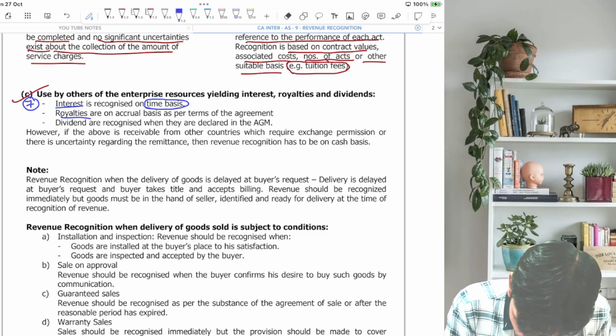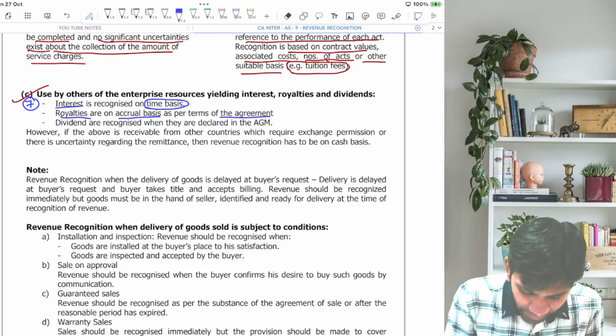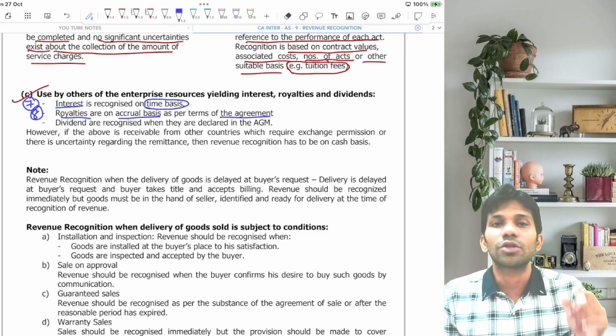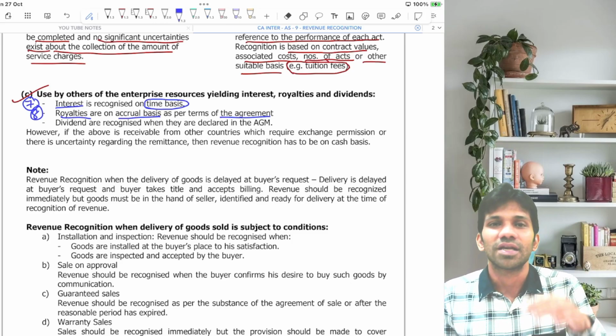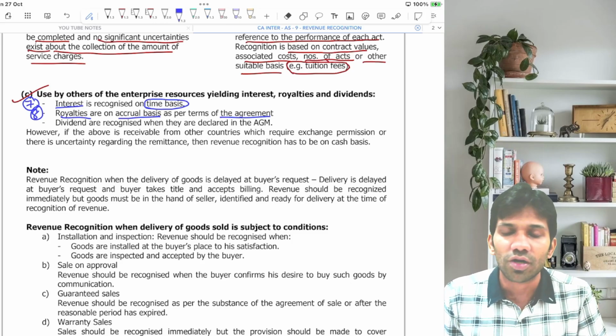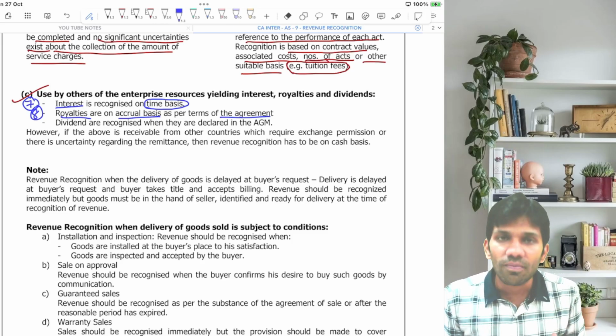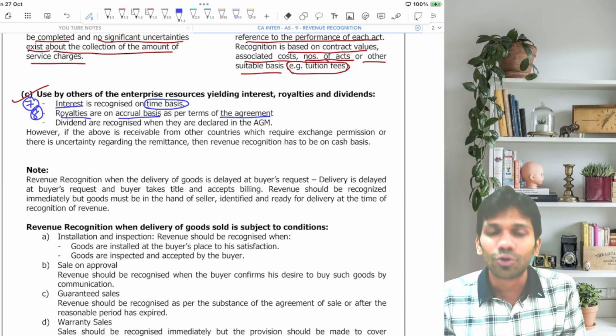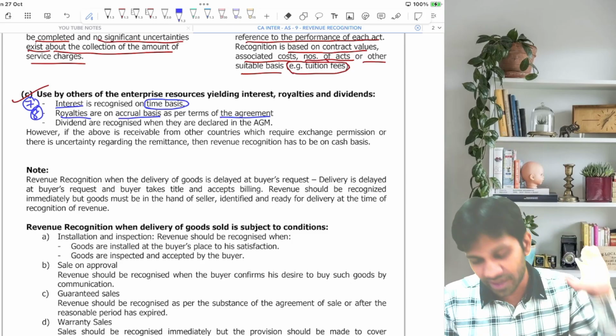Royalties are on accrual basis as per the terms of agreement. Now royalty is always paid as per the terms of agreement. Basically you have to remember, royalty on accrual basis means every year if somebody uses your asset, royalty is deemed to be received by you. Deemed to be received means you are going to receive it anyway. So on accrual basis. And why accrual basis? Because India follows the accrual system of accounting.